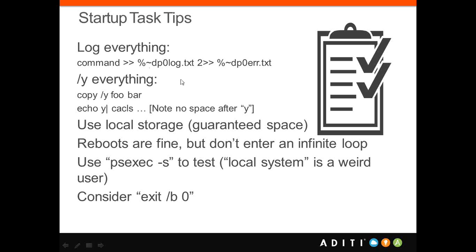Use an override like /y as a parameter wherever you are using batch commands in startup tasks, so it will not wait for any input from you. Y stands for passing the yes parameter to your DOS commands. You can make use of local storage, because for that specific VM instance, when it is starting, you already have that space available.